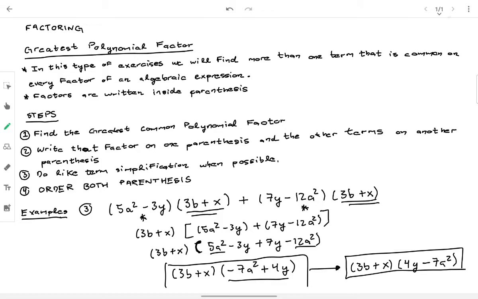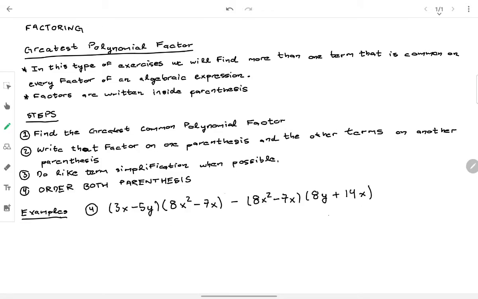So let's see another example. So let's see the next one. In this case, we have this as the greatest common polynomial factor. So it's going to be 8x squared minus 7x on the first parenthesis. I will put a bracket because we will have two parentheses, 3x minus 5y minus the other one that is going to be 8y plus 14x.